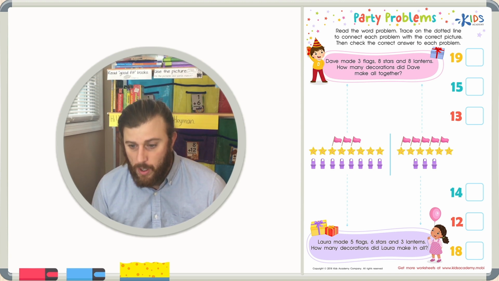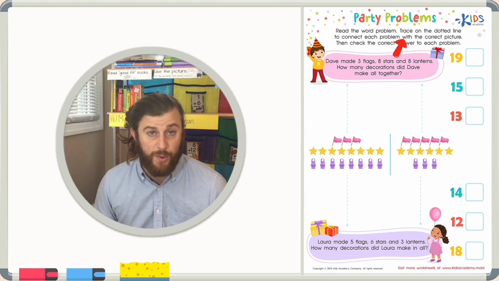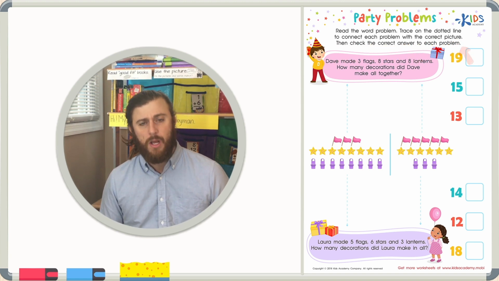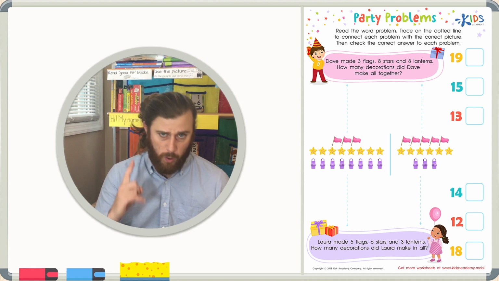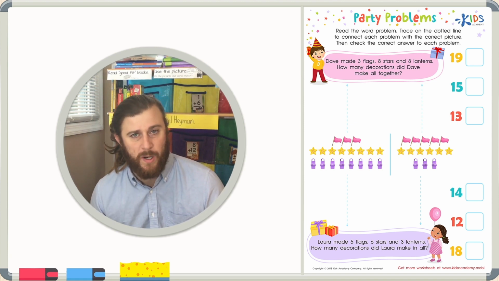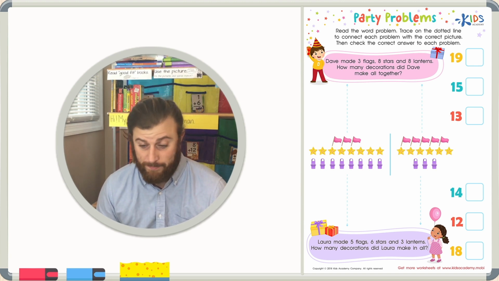Party problems. Read the word problem. Trace on the dotted line to connect each problem with the correct picture. Then check the correct answer to each problem. Let's read the first word problem carefully one time. Then we'll reread the word problem and underline the important information. We'll look for those addition and subtraction keywords as well.